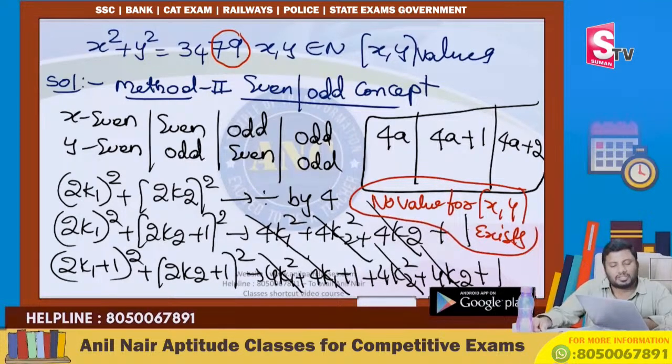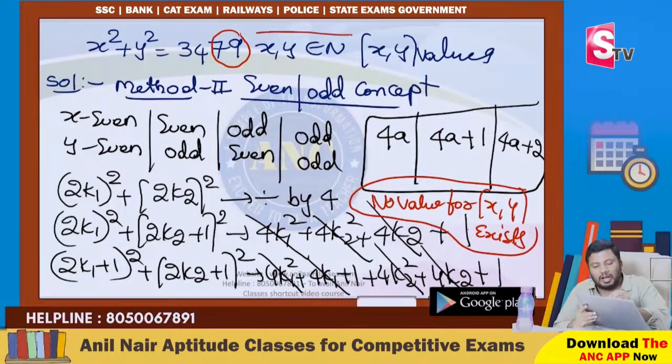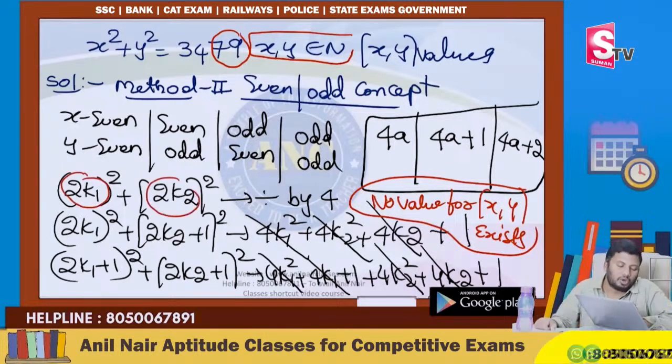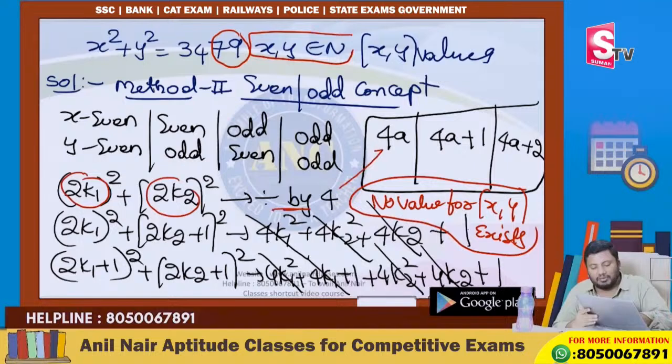X square plus y square equivalent to 3479. We are using cases because x and y are natural numbers. X is even, y is even. X is even, y is odd. X is odd, y is even. X is odd, y is odd. Even and even: an even number is 2 into any number, so 2k1 whole square plus 2k2 whole square. The answer is divisible by 4. That is the reason: 4 into a.